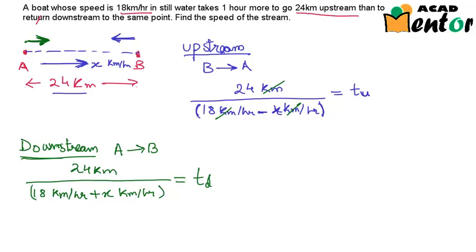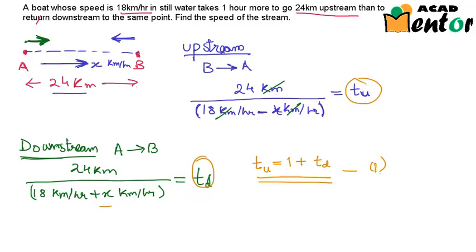We are also given an important piece of information in the question. That is, the time taken by the boat to go upstream is equal to 1 more than the time taken by the boat to come downstream, that is TD. So we know that this relation is true. It's given in the question. So if we replace the values of TU and TD from these two equations in this equation, let's call it equation 1, then we can easily find the value of x.